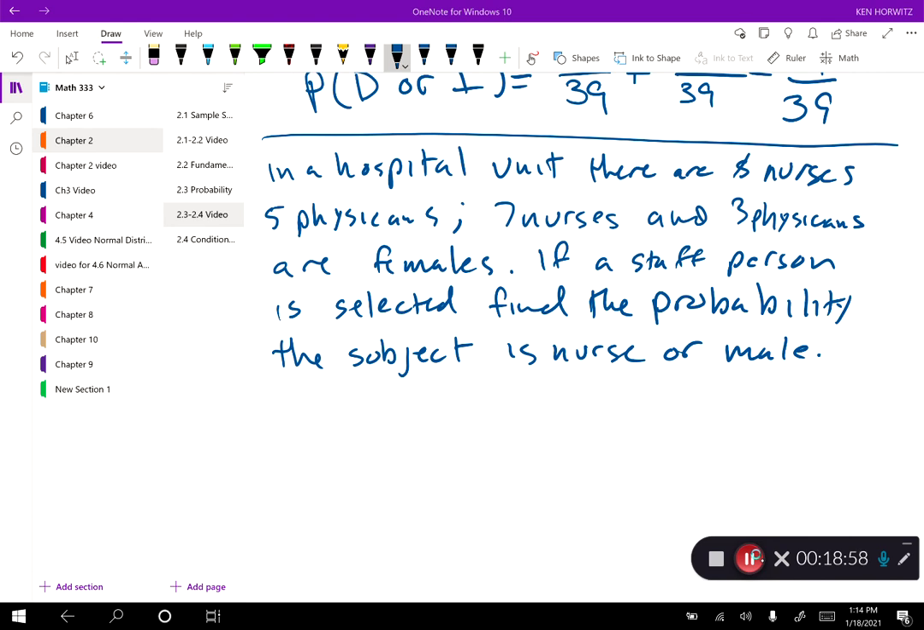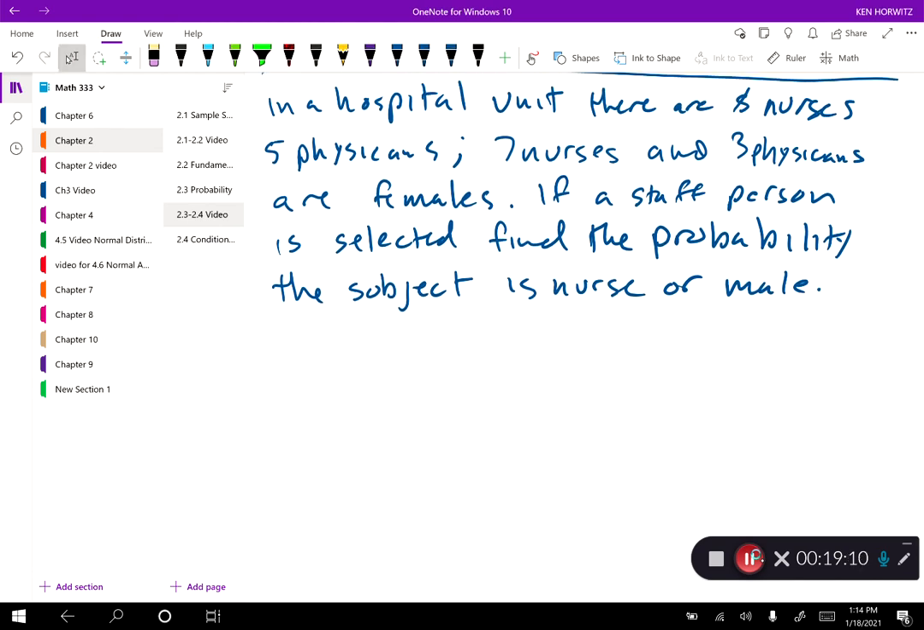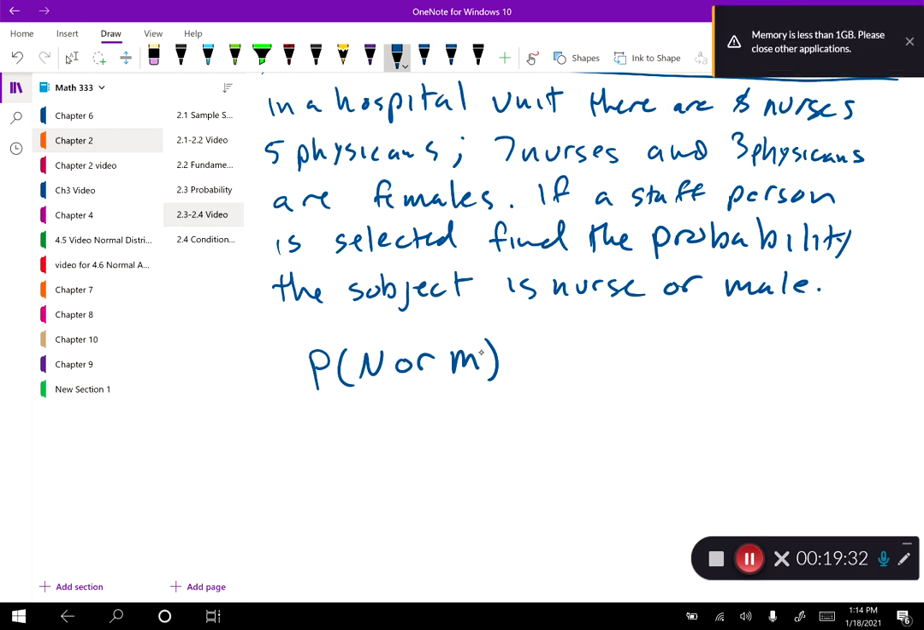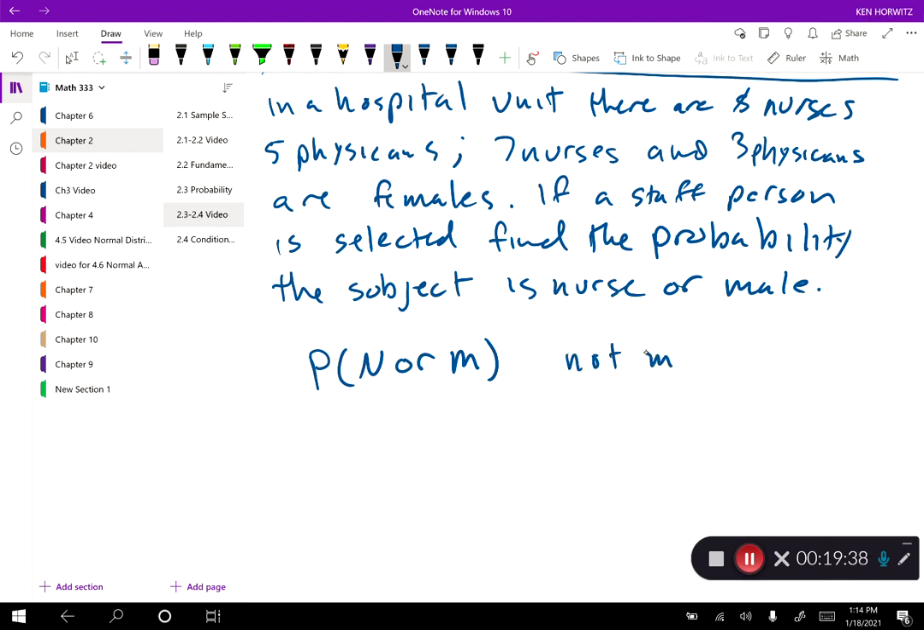Okay, in a hospital unit, there are 8 nurses and 5 physicians. 7 nurses and 3 physicians are females. If a staff person is selected, find the probability the subject is a nurse or a male. Well, let's start with, is this mutually exclusive or not? So the question is, if I wanted to find the probability of a nurse or a male, could I have a male nurse? And in this case, the answer is yes. You have male nurses here. So not mutually exclusive. I'm going to use ME for mutually exclusive.